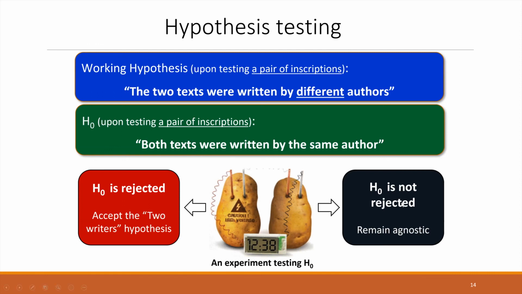And this is a good characteristic of the method: basically, we prefer not to say something, not to indicate whether the two inscriptions were written by the same author or not, and to remain agnostic and be careful from our perspective.